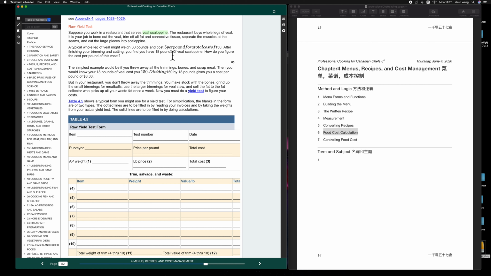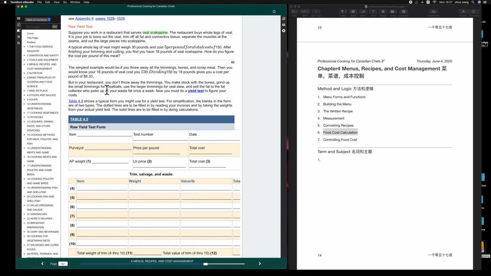$150. After finishing your trimming and cutting, you find you have 18 pounds of veal scallopine. How do you figure the cost per pound of this meat? The simplest example would be if you threw away all the trimmings, bones, and scrap meat, then you will know your 18 pounds of veal costs you $150. Dividing $150 by 18 pounds gives you a cost per pound of $8.33.